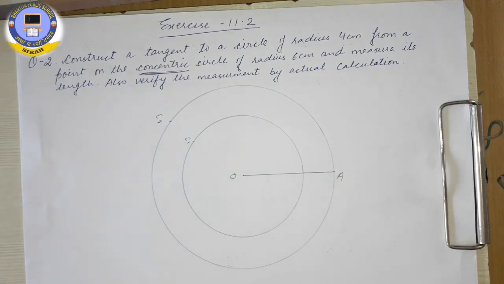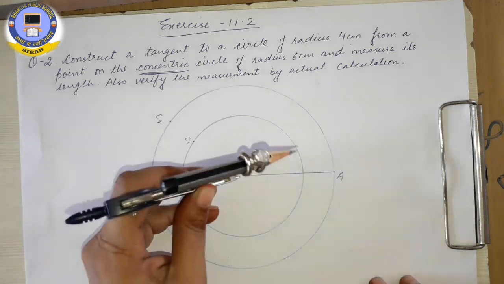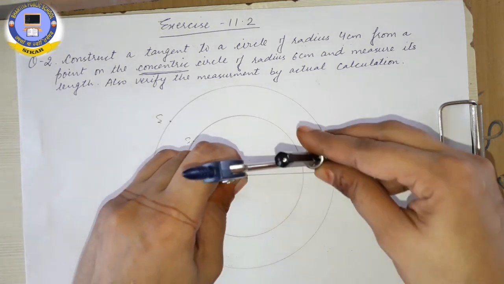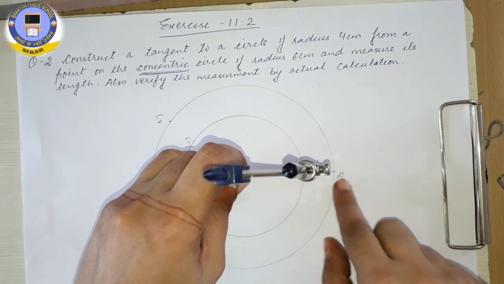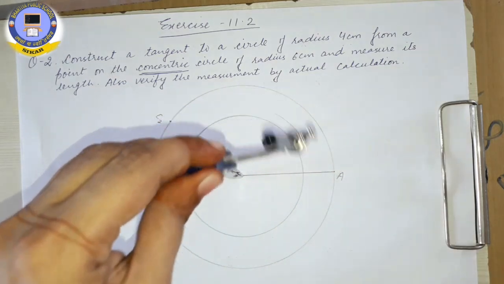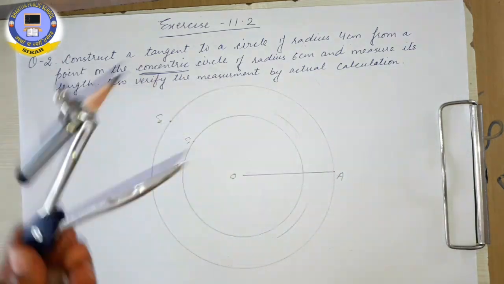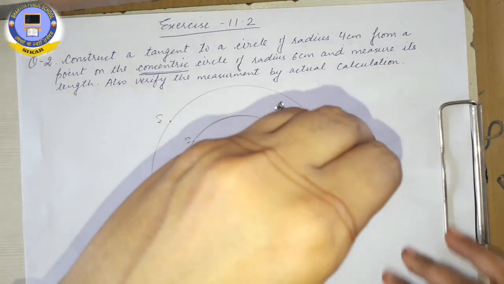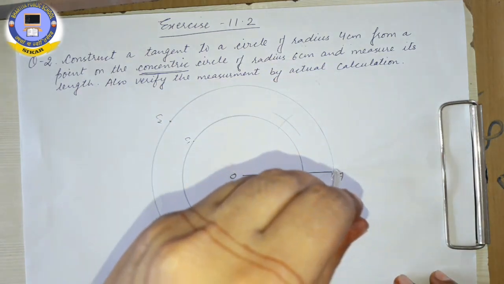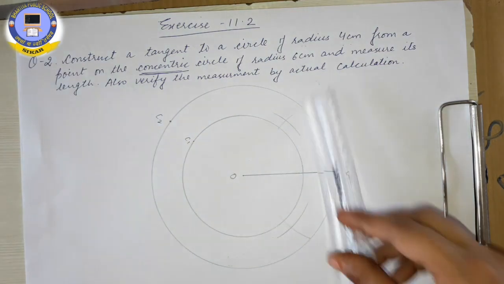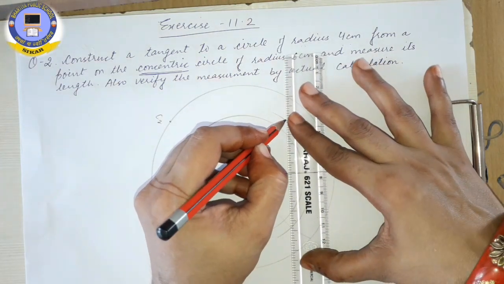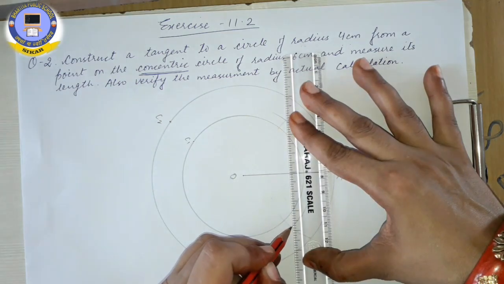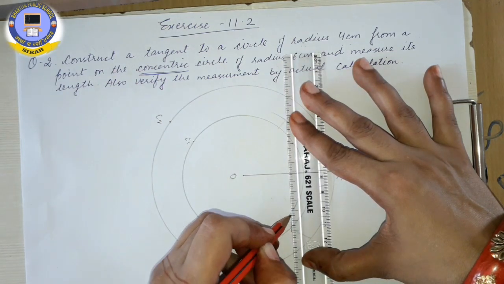So the concept is the same. Taking O as center and radius more than half of OA, cut arcs upside and downside with the same radius. Taking A as center, cut arcs which will cut your previous arcs. Join them with dotted lines to get the perpendicular bisector of OA.